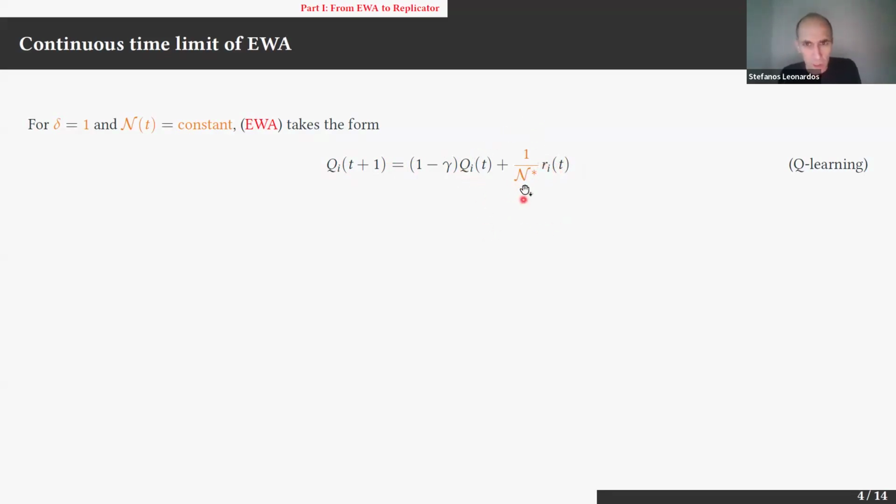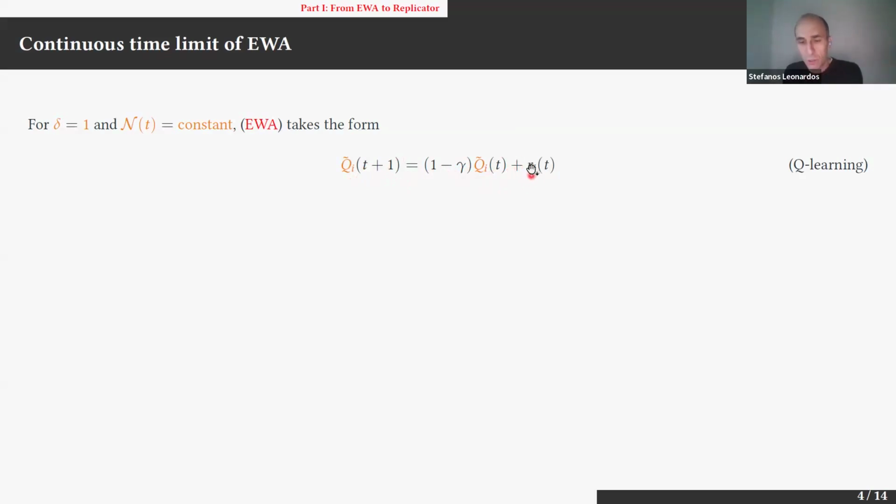Now let's get rid of this constant n star. I simply multiplied throughout the equation. And as you see, the only place where this appears is next to our Q values. So I can simply rename the Q values and call them Q tilde. And then I have exactly the same equation, and I got rid of this constant.